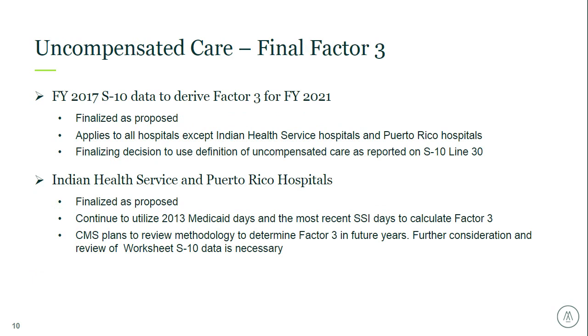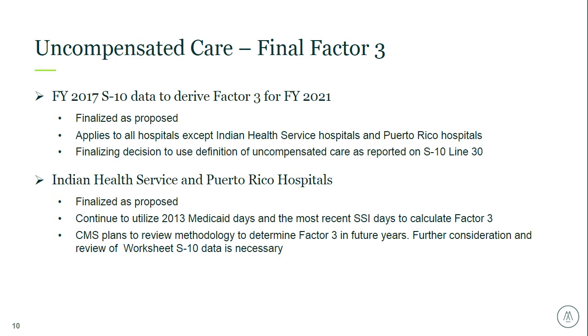Factor 3 is the topic of discussion for the presentation today. Once the pool amount is set, then there has to be a distribution method to allocate the dollars to qualified hospitals. Now, the distribution method is uncompensated care cost as reported on Cost Report Worksheet S-10. For this purpose, uncompensated care cost is the cost of charity care and non-Medicare bad debts incurred by the hospital. Each hospital shares in the pool based on its uncompensated care cost as a percentage of the total uncompensated care cost of all qualified hospitals.